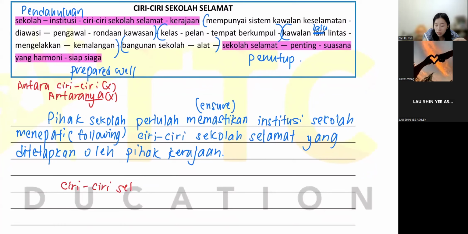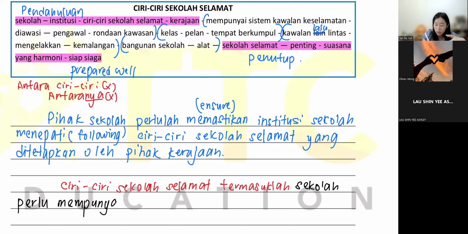Ciri-ciri sekolah selamat. Termasuklah. Termasuklah means include all. Okay. Termasuklah. Your first isi. Sekolah perlu, the school, sekolah perlu mempunyai. They need to have a system control for safety. So sistem kawalan, sistem kawalan keselamatan, such as seperti, like your main door that will have a security guard.